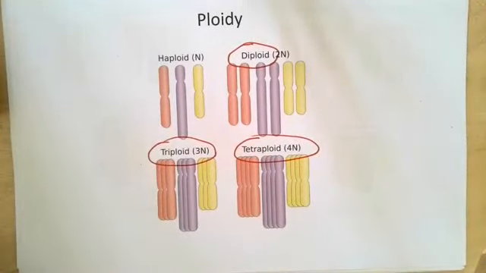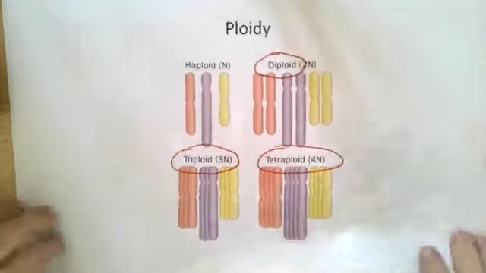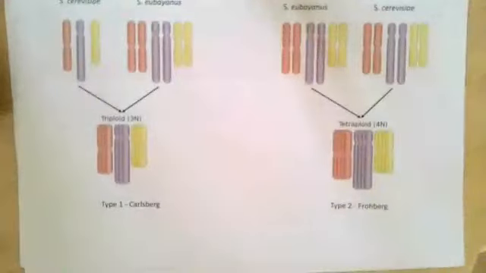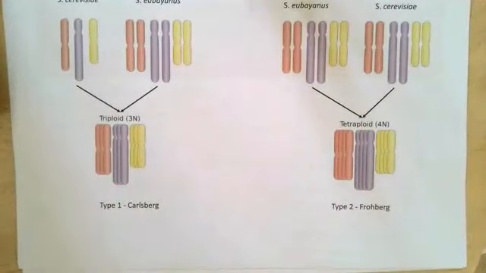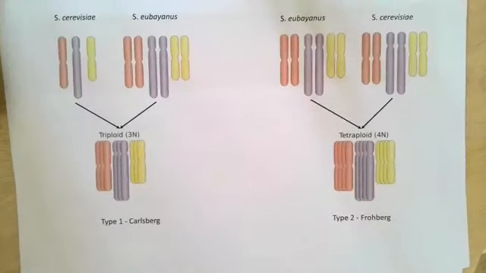Now, when the hybridization event between Saccharomyces cerevisiae and Saccharomyces eubayanus took place, some of the genes from the parents were mixed together to produce two separate types of lager yeast. It's thought that this happened on two separate occasions, so there's actually been two separate hybridization events in the history of lager yeast. Now, this has created two different types of lager yeast, two strains. One is called type 1, or the Carlsberg strain, and one is called type 2, or the Frohberg strain.